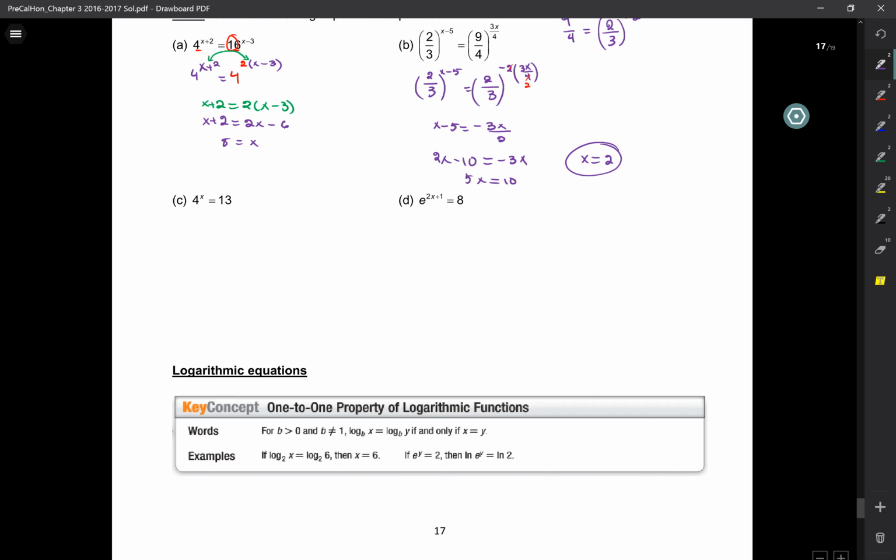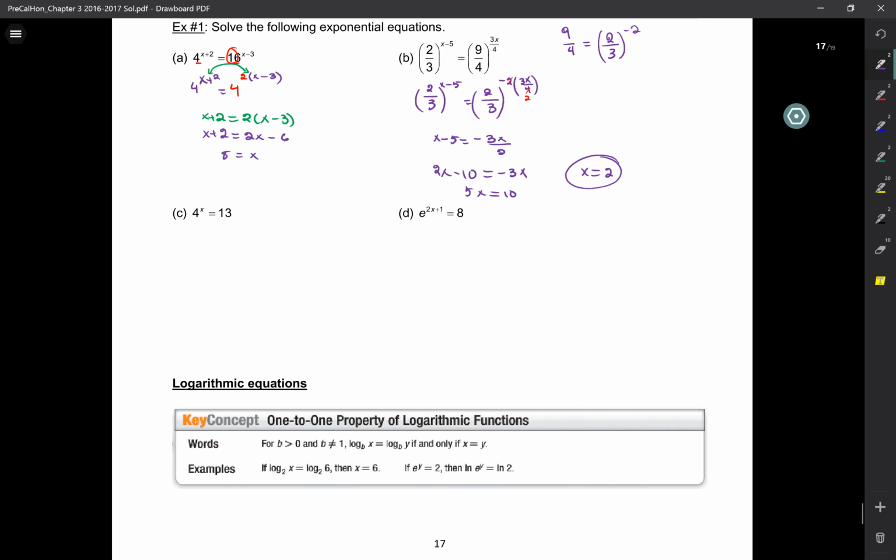Now, here I have 4 to the power of x equals 13. This one is a little bit different. Why? Whereas before in a and b, I had exponents which contain variables on both sides of the equation. Now, I only have such an exponent on one side. So what am I going to do to get rid of this? Well, what's the inverse of an exponential function? A logarithm, of course.